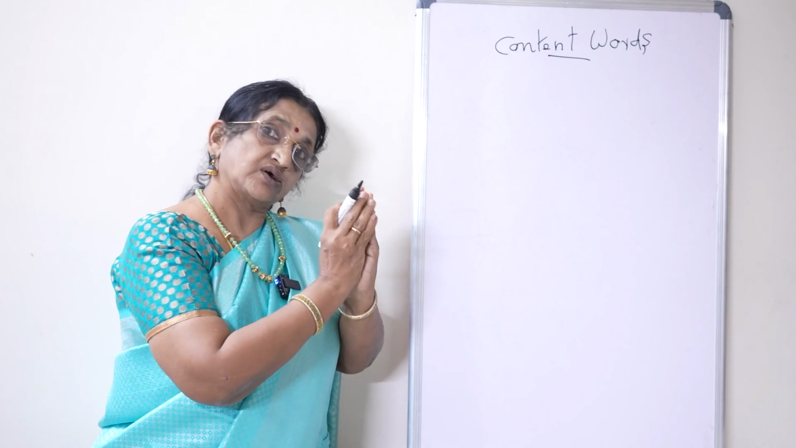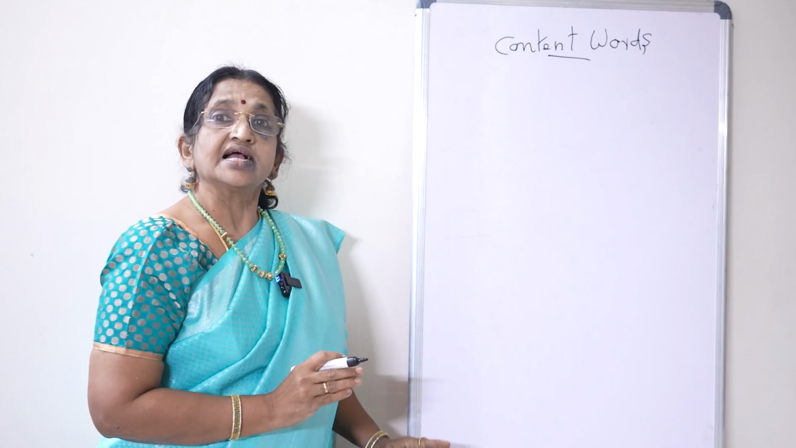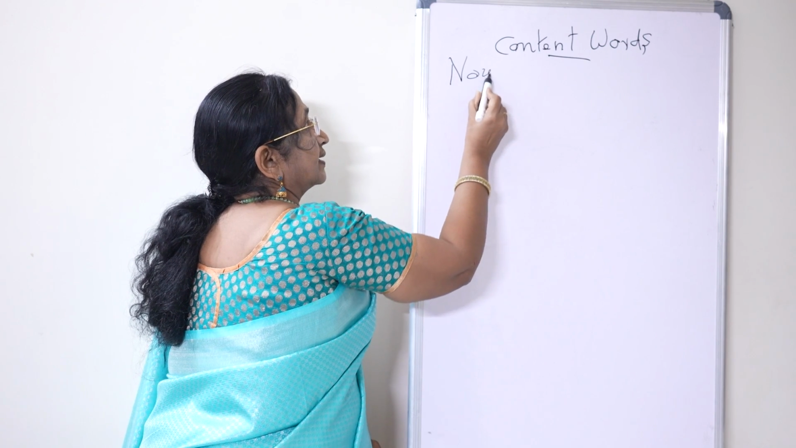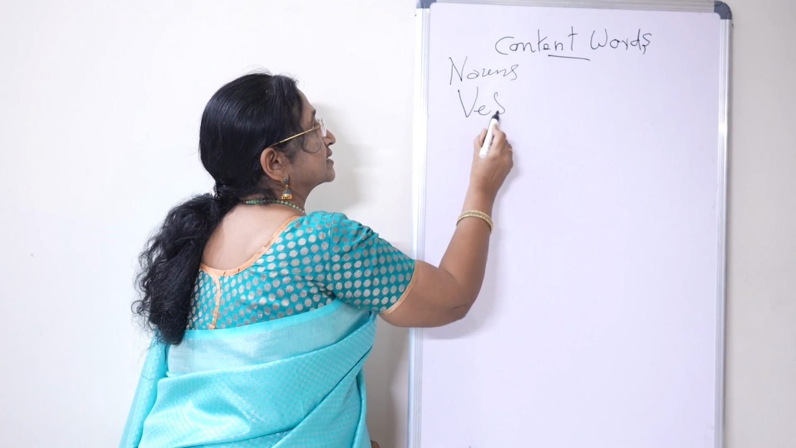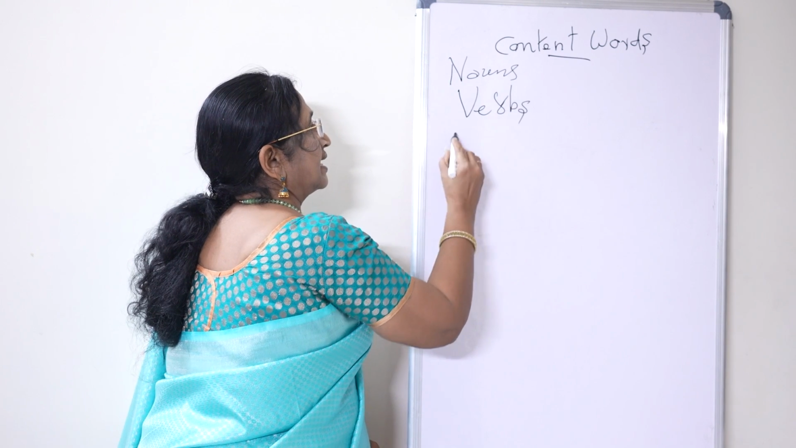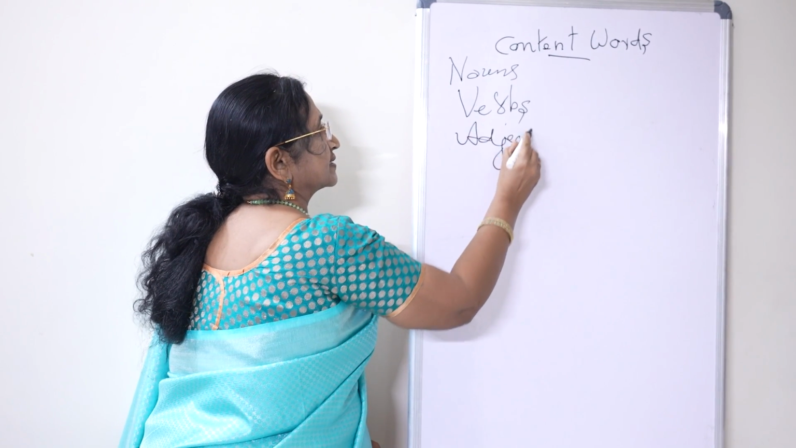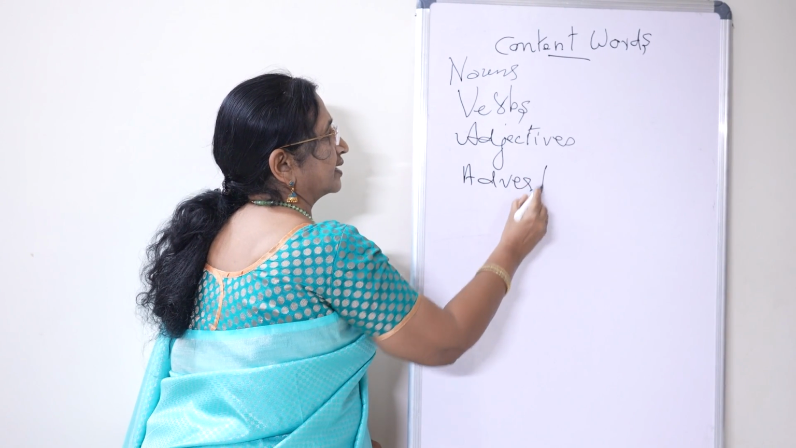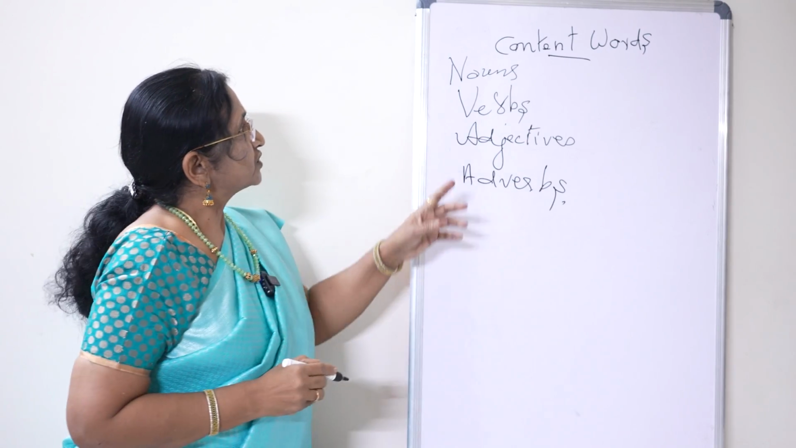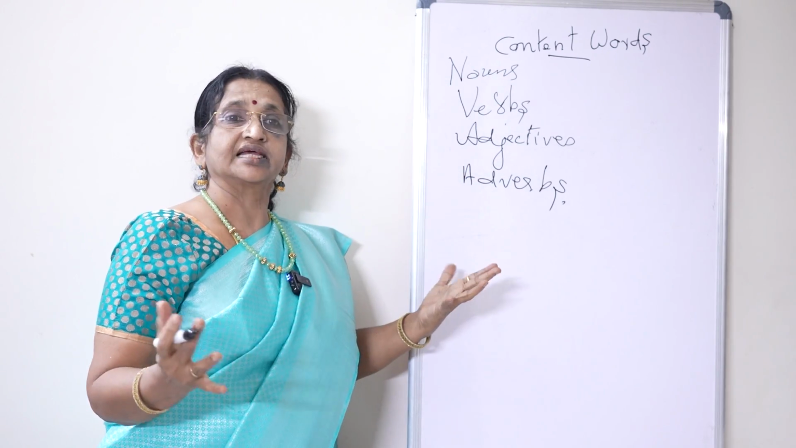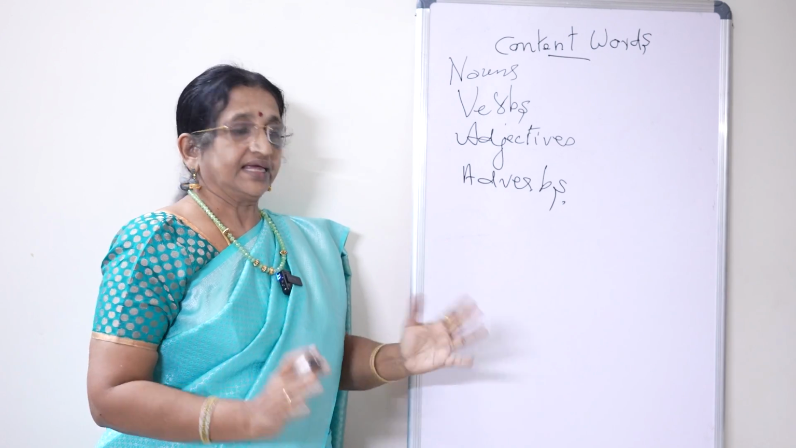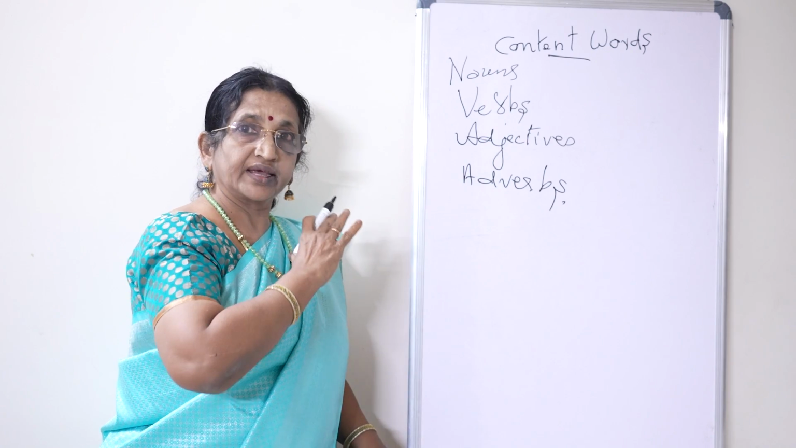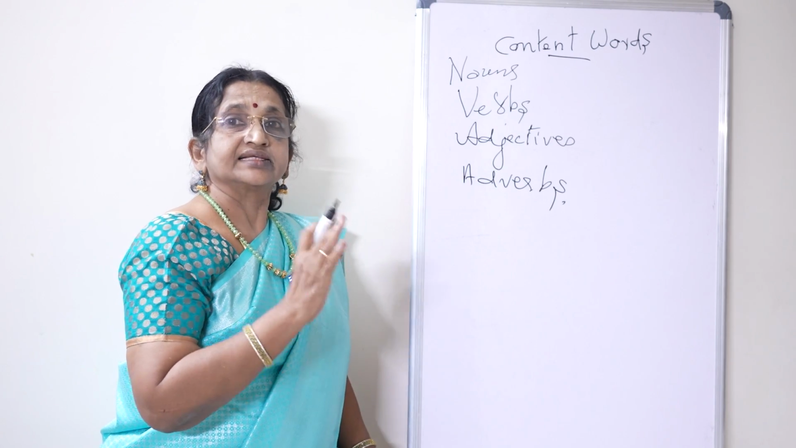So the content words, as already told in the last session, are nouns, verbs, adjectives, and adverbs. Nouns, everybody knows, are the names of everything. Names of persons, places, things, whatever we say, whenever we talk, there will always be a noun. That is what nouns are.